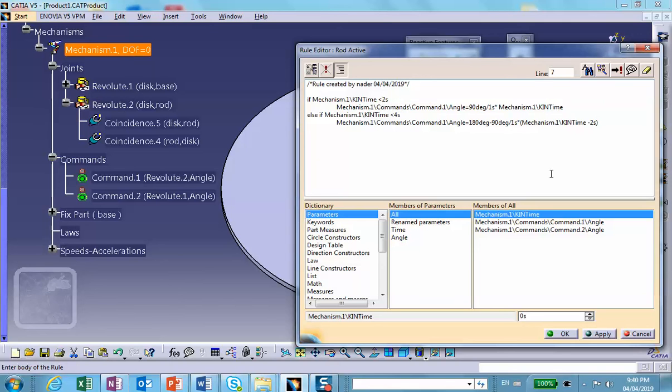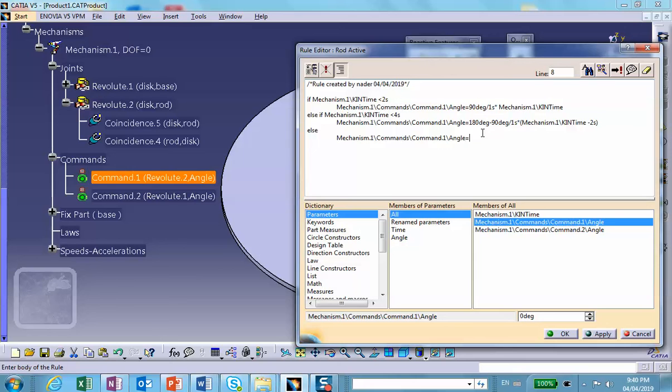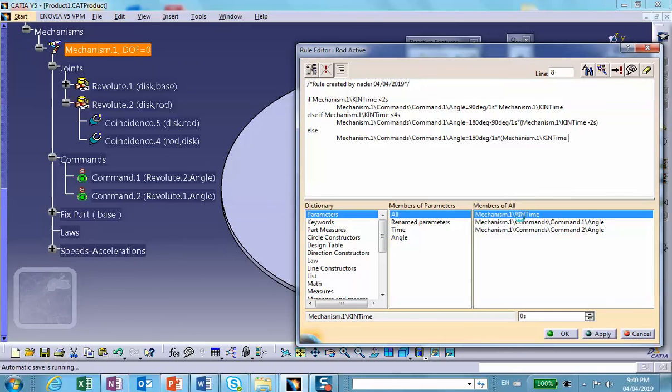and finally else, so this is going to take you to location 0 degrees after 4 seconds. Else, where is the command? This is equal to. The last second is going to go at double the RPM that you see here. So it's going to be 180 degrees divided by 1 second times parentheses time minus 4 seconds. Now hopefully I didn't make any mistakes here. Remember, command 1 was for the rod. Okay, that's fine. No mistakes.